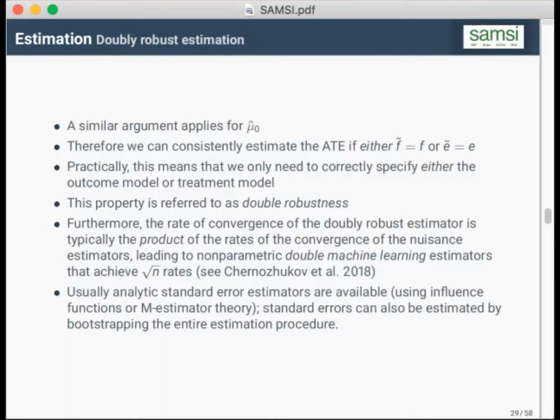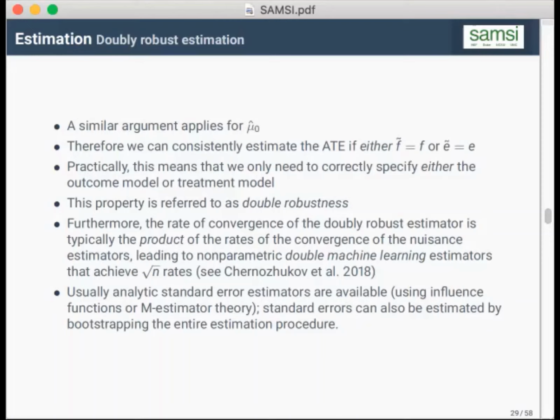And one really useful feature of double robustness in this setting for the ATE and for many other estimands is that the rate of convergence of our estimator of the ATE is the product of the rates of convergence of the two nuisance functionals, which are the outcome regression and the propensity score model. And so this means that we can use machine learning estimators for the outcome regression and the propensity score model and still get root n consistency for the parameter that we really care about, which is the ATE.